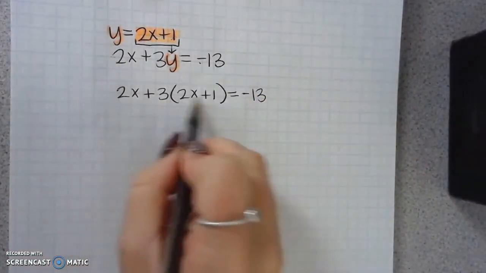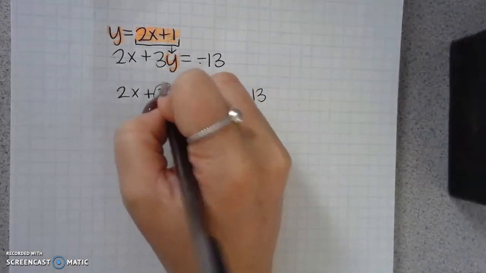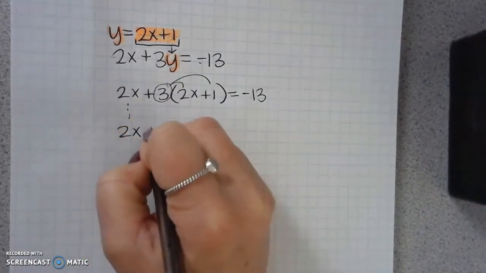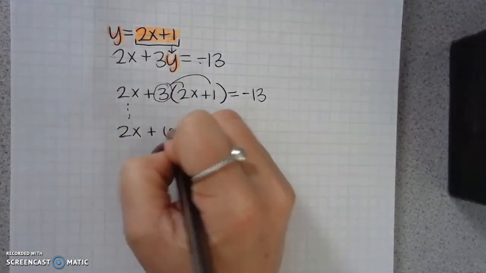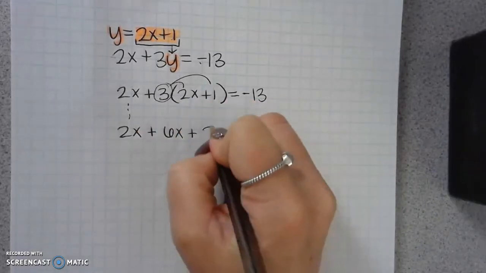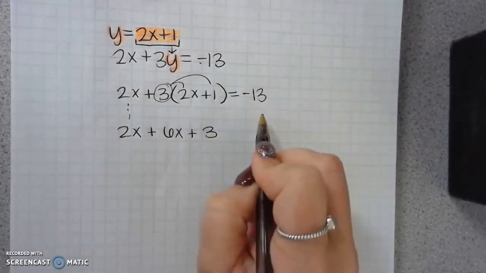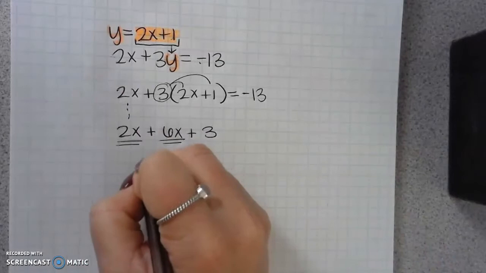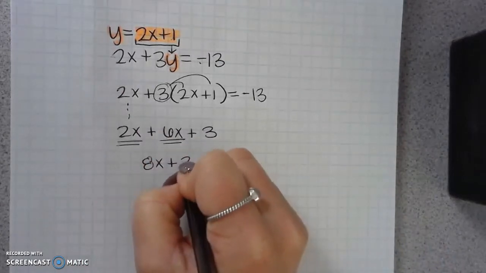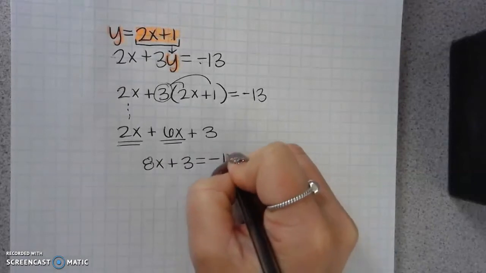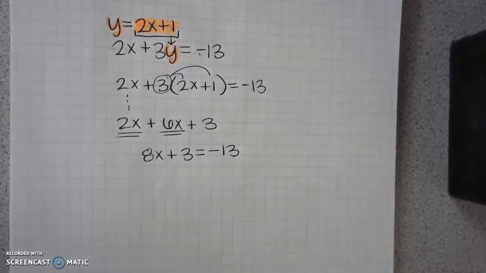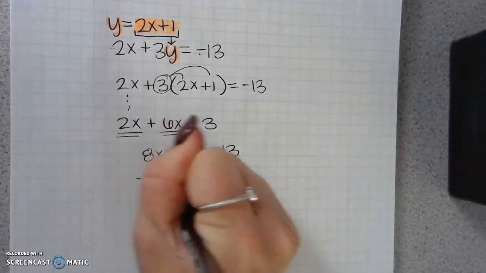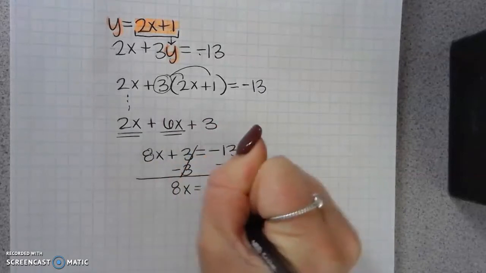And we have another multi-step equation. I see that I have to distribute. So I'm going to drop down this 2x plus 3 times 2x is 6x plus 3 times 1 is 3. I'm not even going to bother writing this negative 13 because I still have to combine these two. So that's 8x plus 3 equals negative 13. And we just have a two-step equation. So minus 3, get rid of that constant. And then I have 8x equals negative 16.